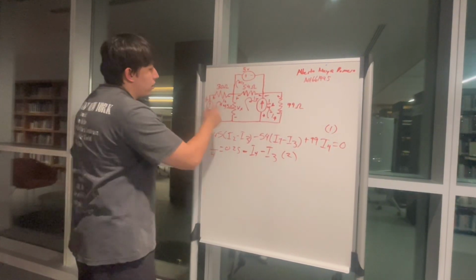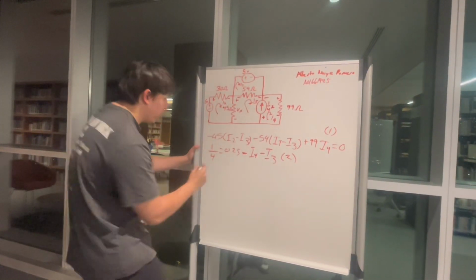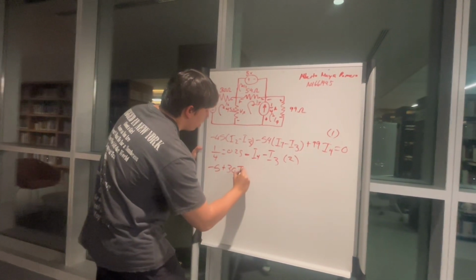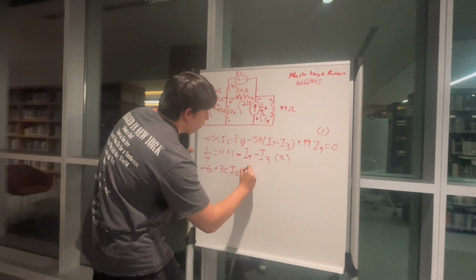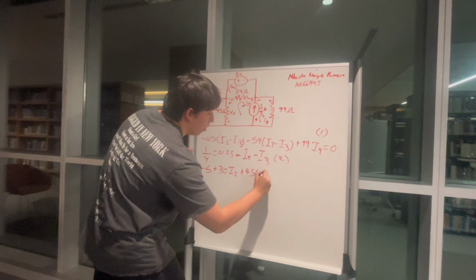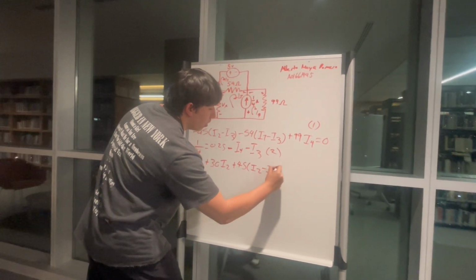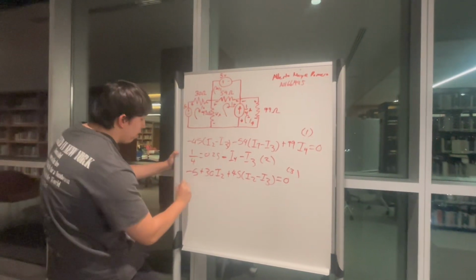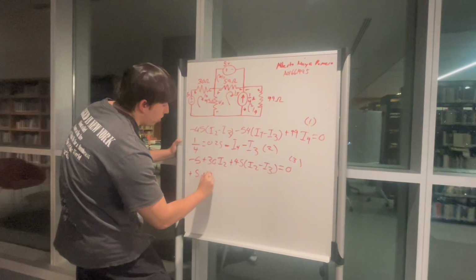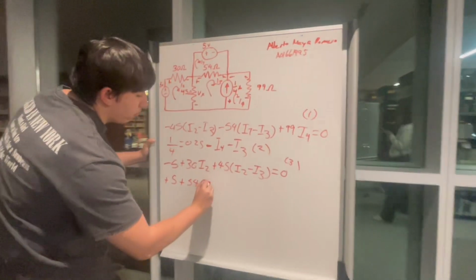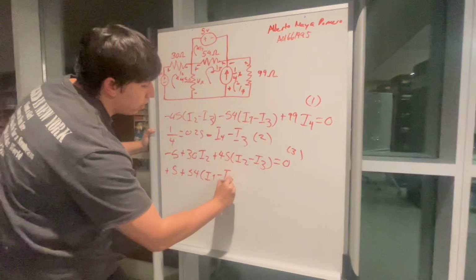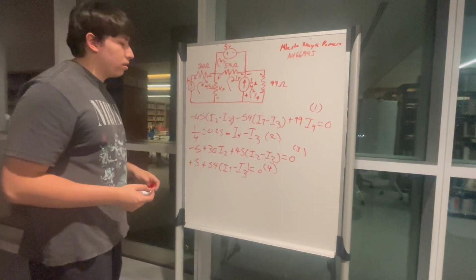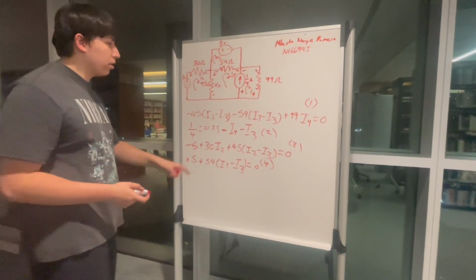Now we can do these separated meshes, this and this. Let's start with this. Minus 5 plus 30 I2, plus 45 times I2 minus I3. This is our third equation. And last, this one. Let's start here. Plus 5 plus 54 times I1 minus I3. This is equal to 0. This is our fourth equation. Now we're going to put these equations in Wolfram so we can get the values of the I's.